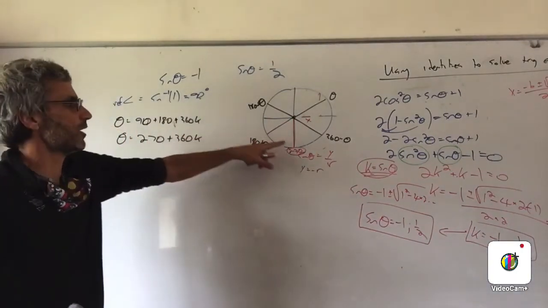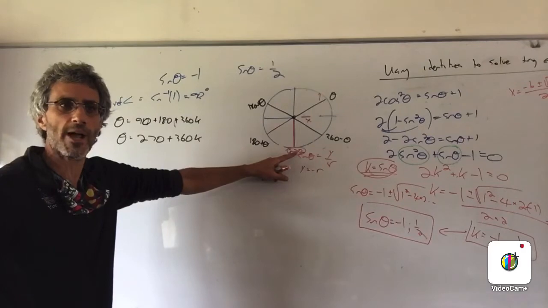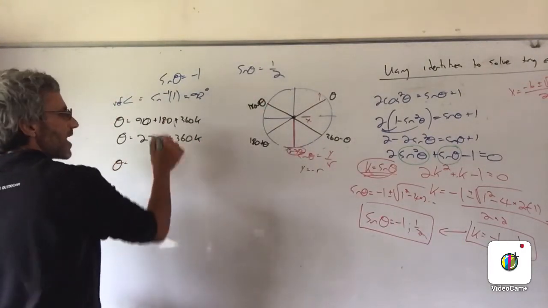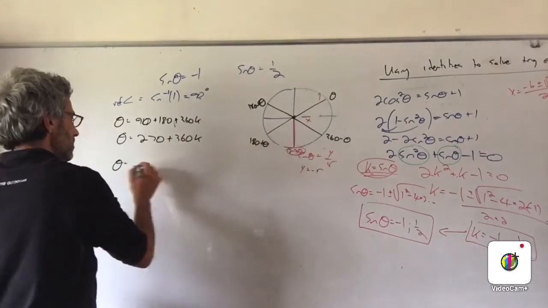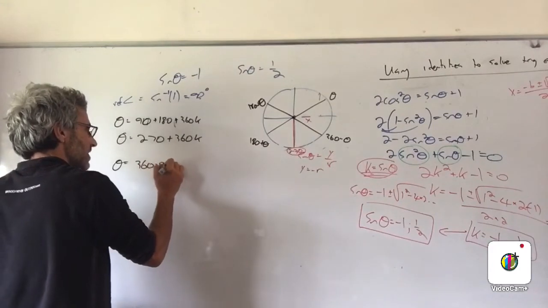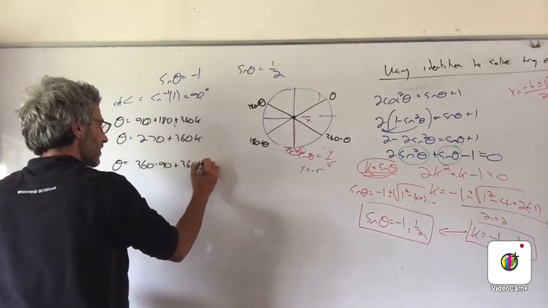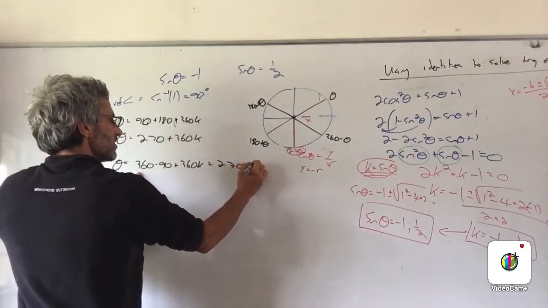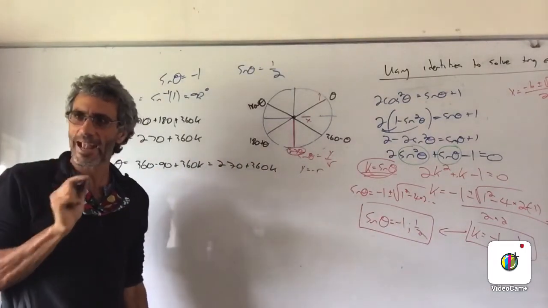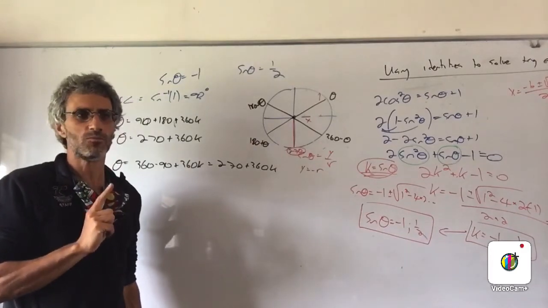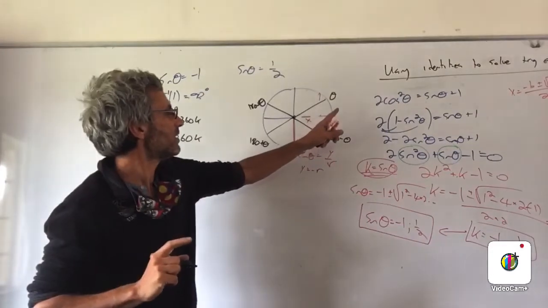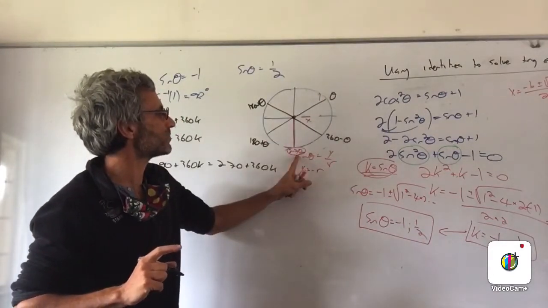Now that's just one quadrant. I can check the fourth quadrant, right? You said the fourth quadrant also gives you negative. So how would I do the fourth quadrant? I'm going to take the reference angle, 90, and I do 360 minus 90 plus 360k. It's still going to be 270 plus 360k. So we're getting the same answer. There are specific angles that only have one solution, and they are really 1 and minus 1.